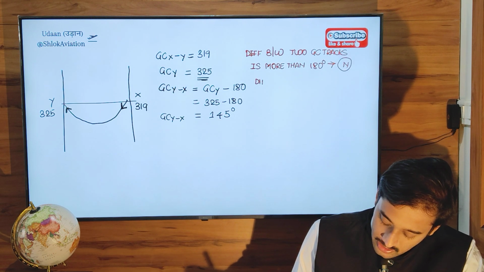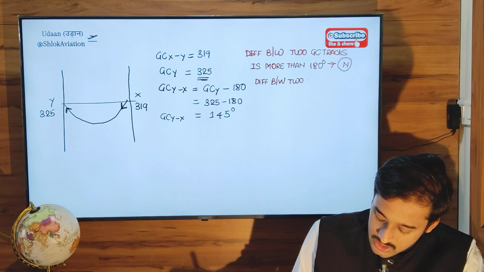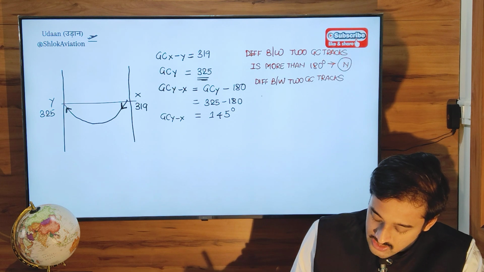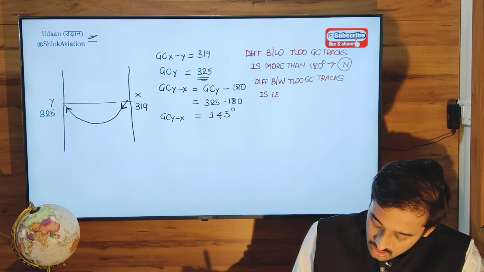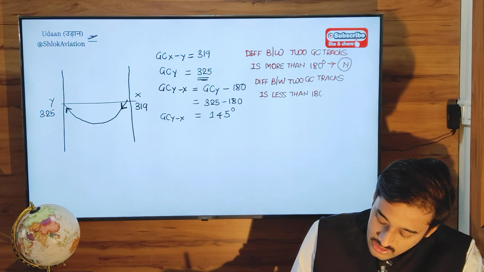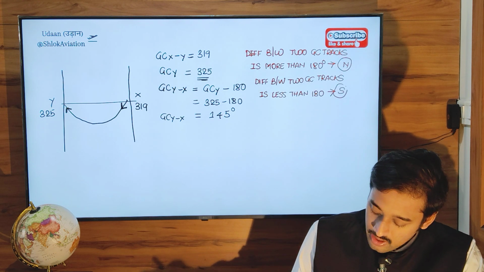When the difference between two great circle tracks is less than 180, the points are located in the southern hemisphere.